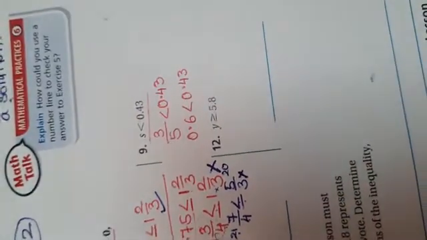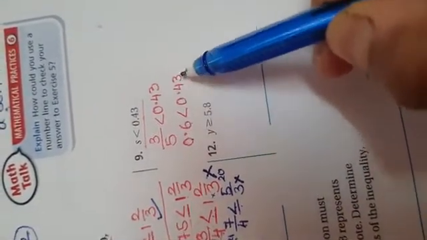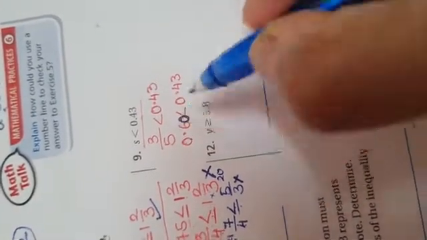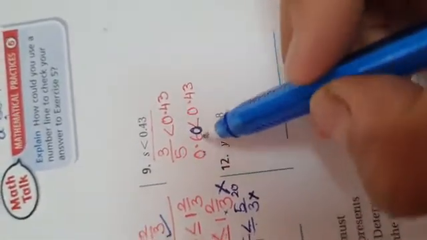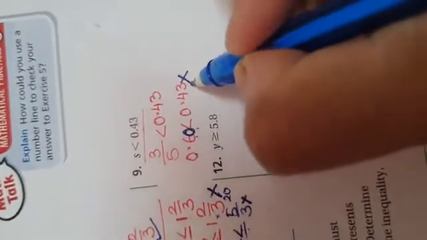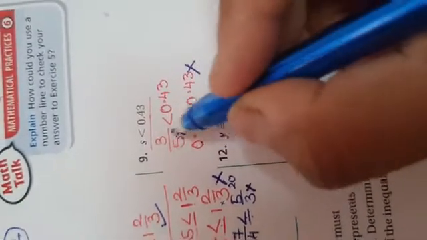Now as I told you, you have 1, 2, 3 digits here, which means you also need to have 3 digits on this side. Is 0.60 less than 0.43? Is it? Of course not. So this is not a solution for us. S is equal to 3 over 5 is not a solution.